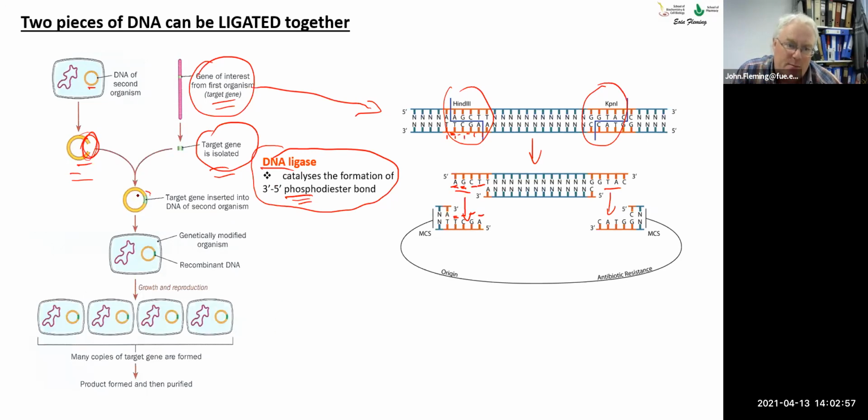So this is what's happening here. We can then transform that into bacteria, and in the presence of specific antibiotics, we can select for the plasmid or the bacteria that have specifically taken up the plasmid.